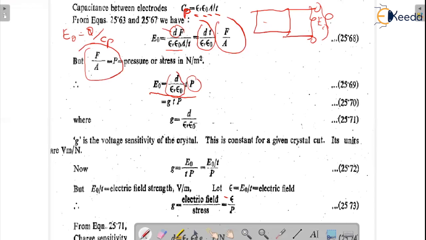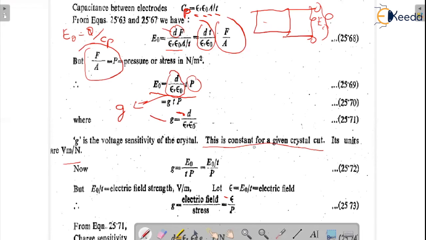This is generally the voltage sensitivity of the crystal, represented by g. g equals d by epsilon, or epsilon naught. g is the voltage sensitivity of the crystal. Units are volt-meter per Newton, and d is the charge sensitivity of the crystal, my dear students. This is also constant for the given cut.